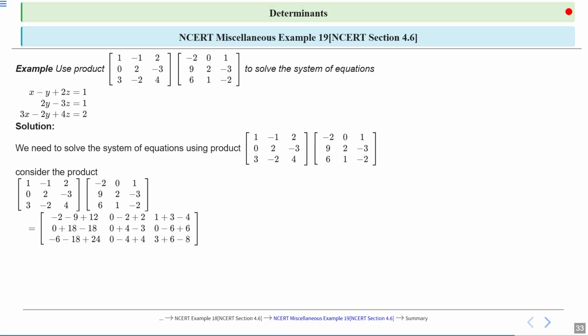And multiply with the third column. So it becomes 0 into 1, 0, 2 into minus 3, that is minus 6. And minus 3 into minus 2 is 6.